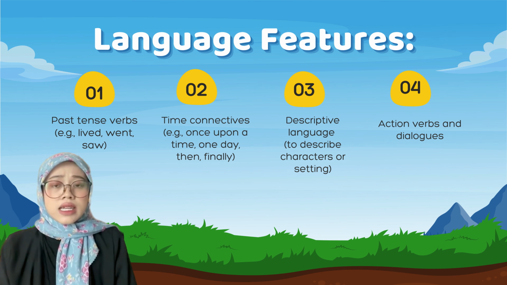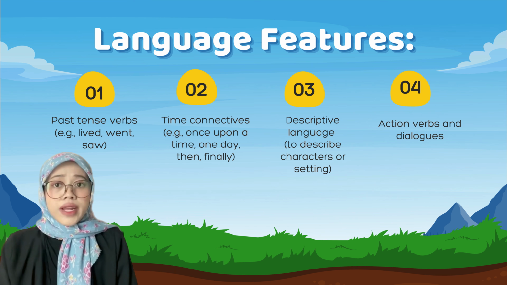And then the second is time connectives. These are words that help show the order of the story. Examples are once upon a time, one day, then, after that, and finally. And then the third is descriptive language. It is used to describe people, places, or things in the story. Examples are beautiful city, big dark cloud, smart girl.